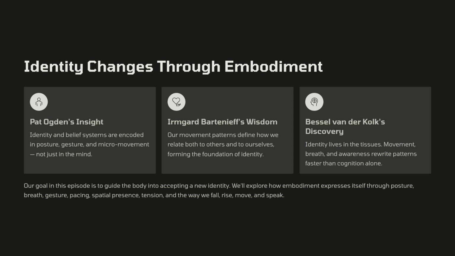Our goal in this episode is to guide the body into accepting a new identity. We will focus on how embodiment expresses itself through posture, breath, gesture, pacing, spatial presence, tension, and the way we fall, rise, move, and speak.